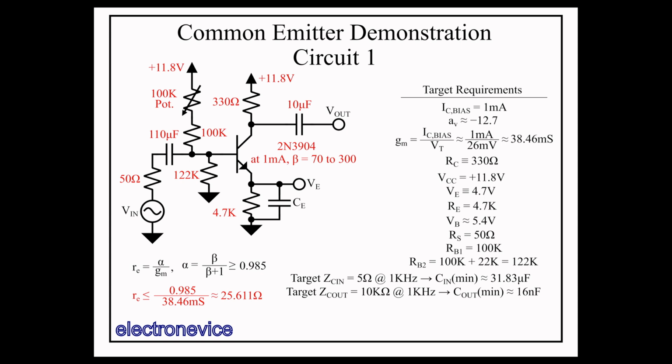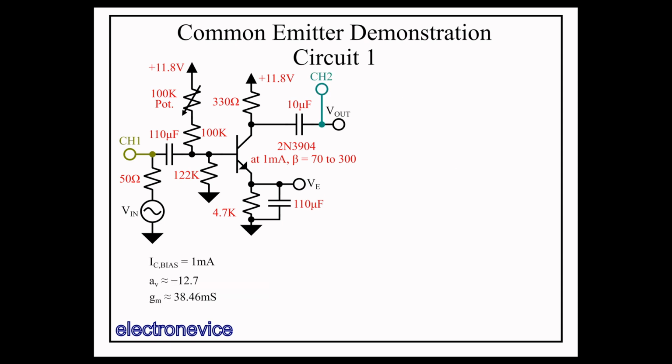So I need the emitter capacitor to be 2.5 ohms or less, which translates to a minimum capacitance of 63.7 microfarads. So I put another 100 microfarad electrolytic capacitor in parallel with a 10 microfarad ceramic capacitor. So now that we have our values set up, let's place our oscilloscope probes. We've got channel 1 on the output of the function generator and channel 2 on the output of our circuit.